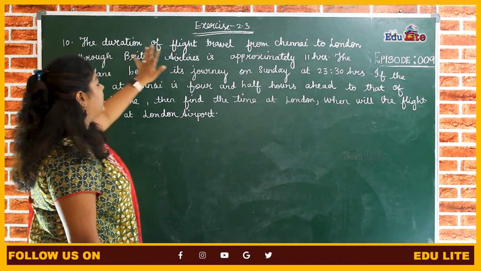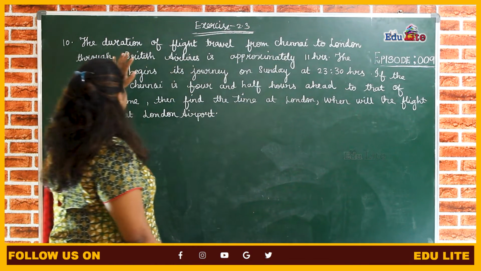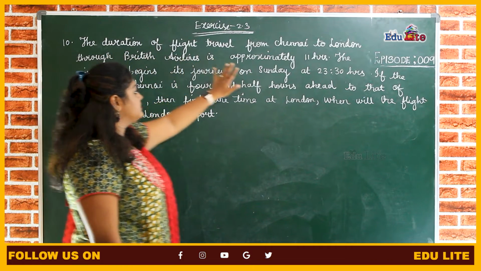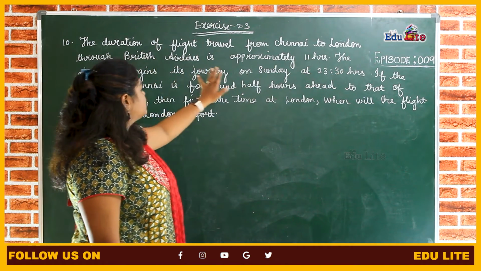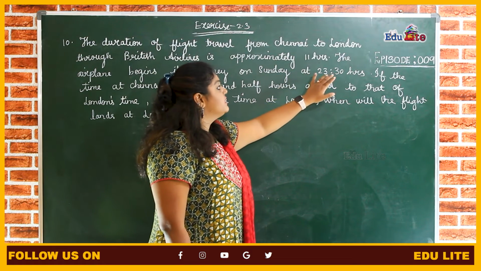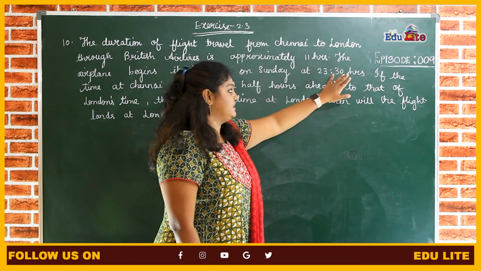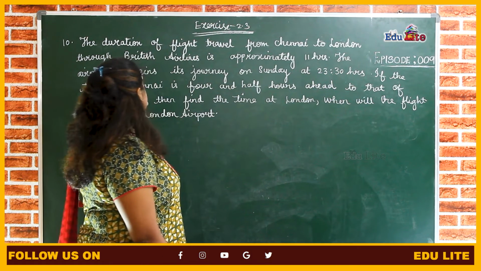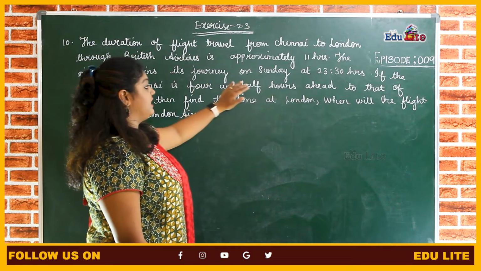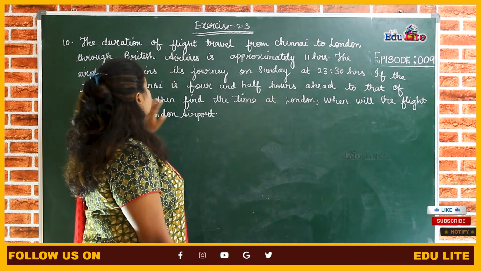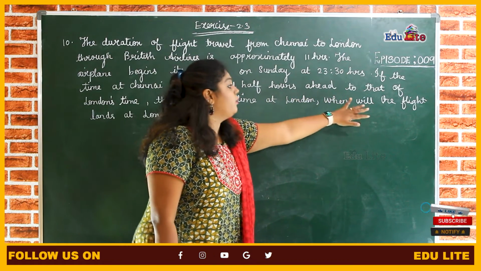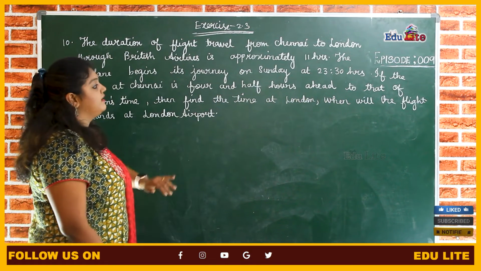The duration of flight travel from Chennai to London through British Airlines is approximately 11 hours. The airplane begins its journey on Sunday at 23:30 hours, that is 11:30 p.m. If the time at Chennai is 4.5 hours ahead of London's time, then find the time at London. When will the flight land at London airport?